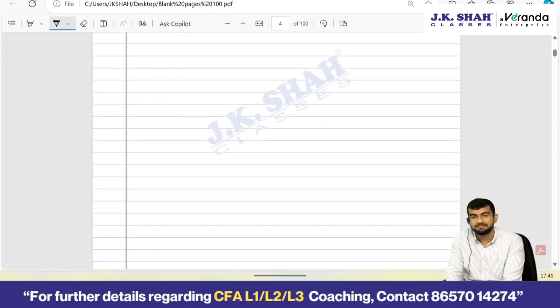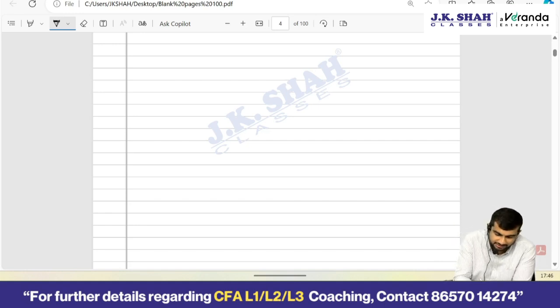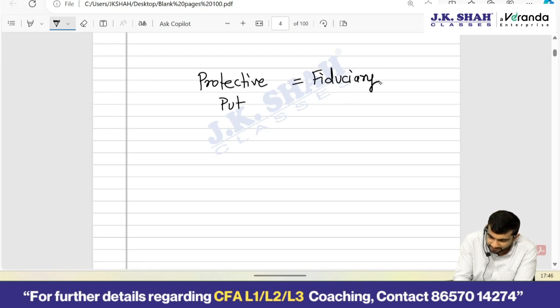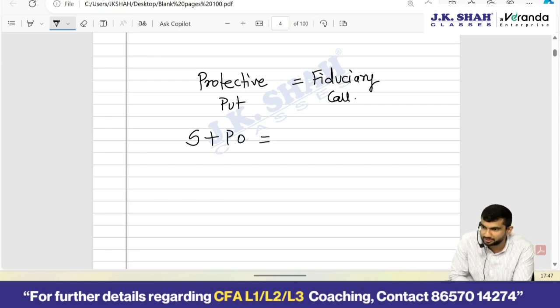Then we discussed put call parity in options. Put call parity was a combination of protective put and fiduciary call. Protective put is a combination of stock plus put option. Fiduciary call is a combination of call option plus a risk-free bond.